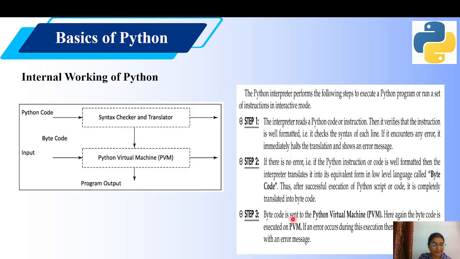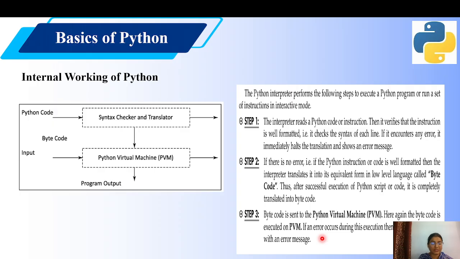And in step 3, the code will be executed on Python virtual machine. Now this bytecode is actually sent to Python virtual machine, and you can imagine this PVM as the engine of Python. It takes bytecode and executes it step by step on your computer. And if any error occurs during this execution, then the execution is halted with an error message.